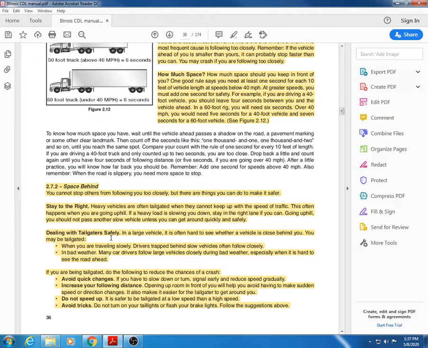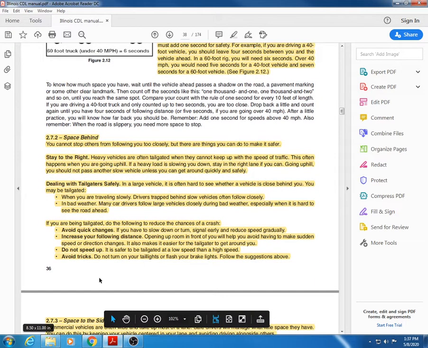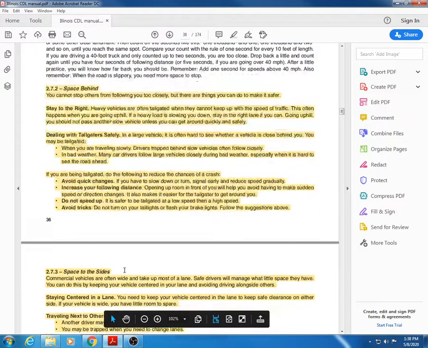If you have a tailgater, these are some of the things that you need to not do, and the one thing that you are supposed to do. Increase your following distance, and that's opening up room in front of you, and that will help you avoid having to make a sudden speed or direction change. The reason we do that is it makes it easier for the tailgater to get around you, and takes you out of harm's way of what might be in front of you since you're worried about the tailgater behind you.